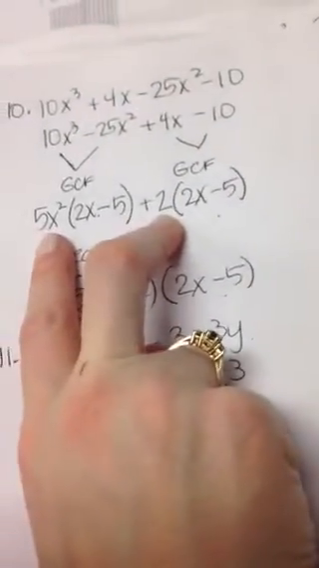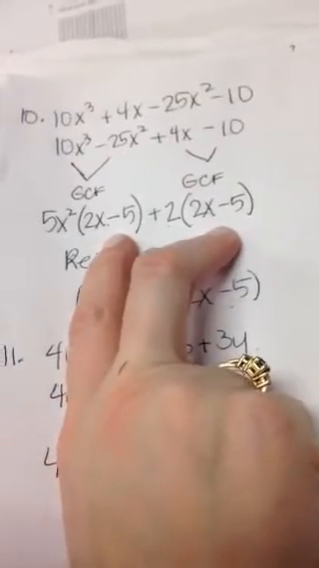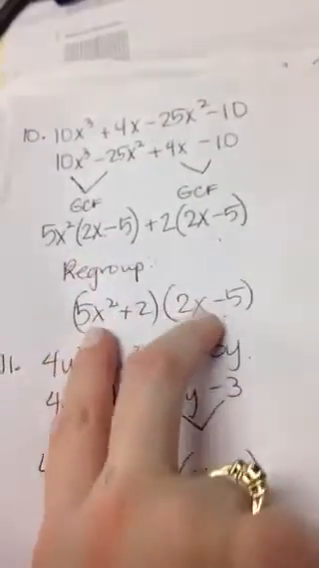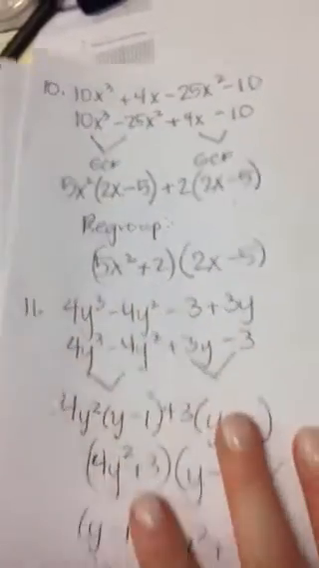Once I take out the GCF, then I can see what's left. And in both of them, when I take that out, I'm left with the 2x minus 5, which then allows me to regroup. So that's the final answer on number 10.